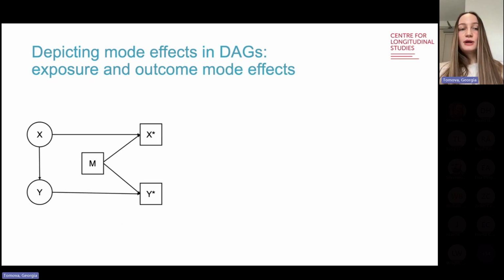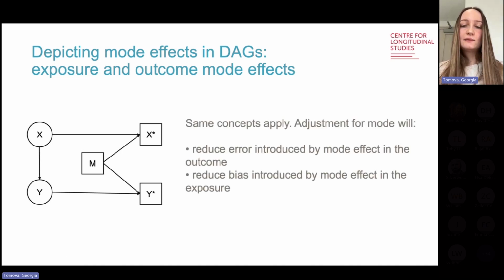You might be thinking, what if we have both exposure and outcome mode effect? So here we have both the exposure X and outcome Y having measured versions where variation is introduced due to using different modes. The exact same concepts would apply. So adjustment for mode would help reduce error that's introduced by an outcome mode effect, and would reduce bias or the regression dilution introduced by the exposure mode effect.